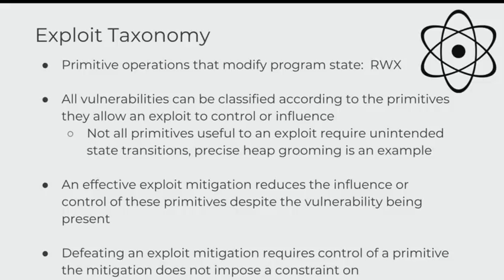If you've ever written a heap spray exploit 10 years ago, there's nothing illegal about heap spray. It's a JavaScript loop that just sprays a bunch of stuff across the heap. It technically is an intended state transition, but unfortunately, JavaScript is untrusted arbitrary code computation by default. And so you can't assume everything that the program will allow you to do. So an effective exploit mitigation would reduce the influence or control of those primitives despite the vulnerability still being present. Defeating an exploit mitigation requires control of a primitive that the mitigation does not impose a constraint on.